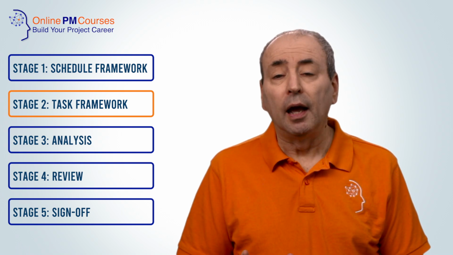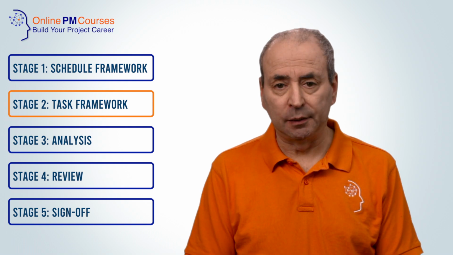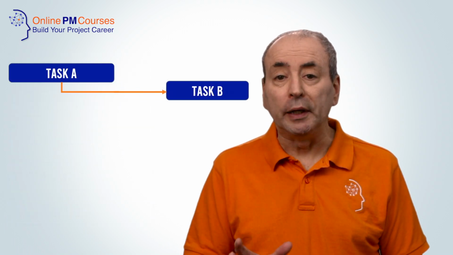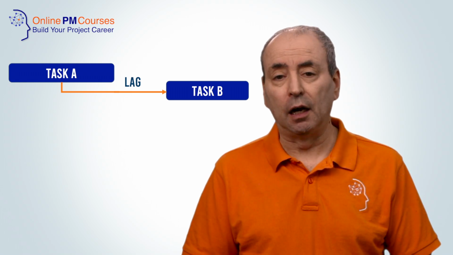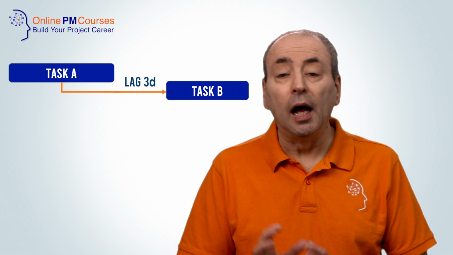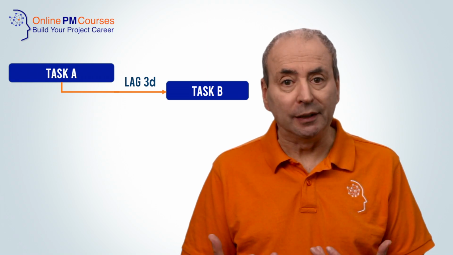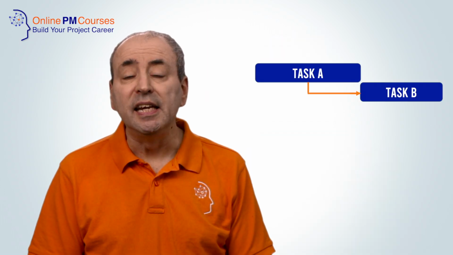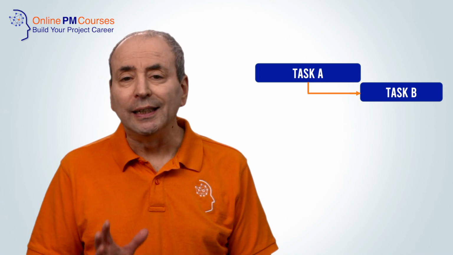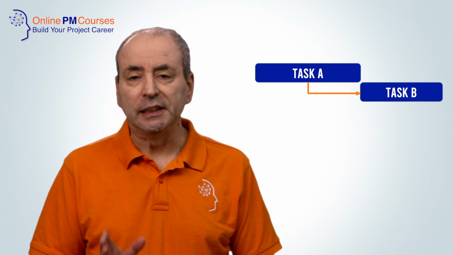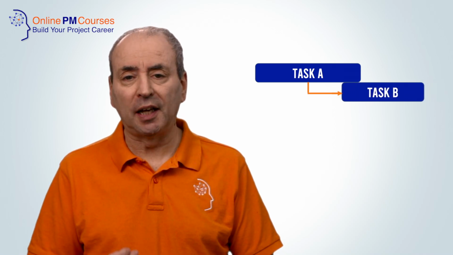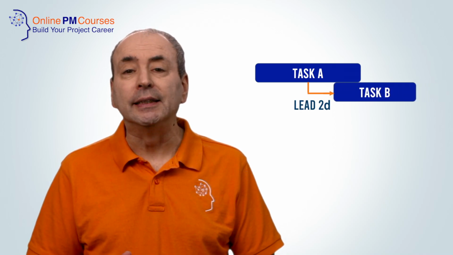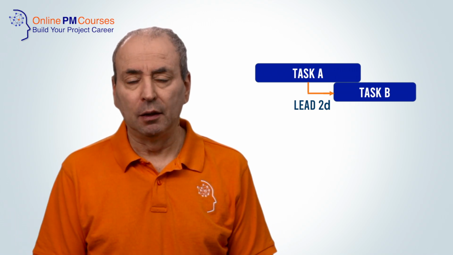Next, in step 9, add in any lags or leads. A lag is a gap between two tasks that are dependent one on the other. For example, task B might start 3 days after task A is complete, allowing, for example, concrete or paint to dry thoroughly before starting task B. A lead is a negative lag. For example, if task B needs to start 2 days before task A is completed, then this is a finish to start dependency with a 2-day lead.